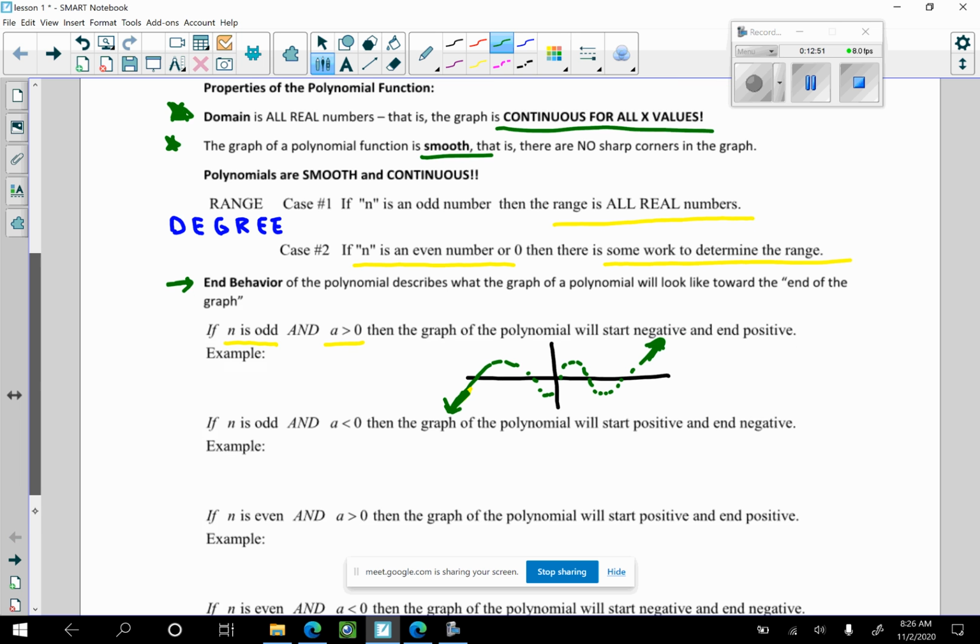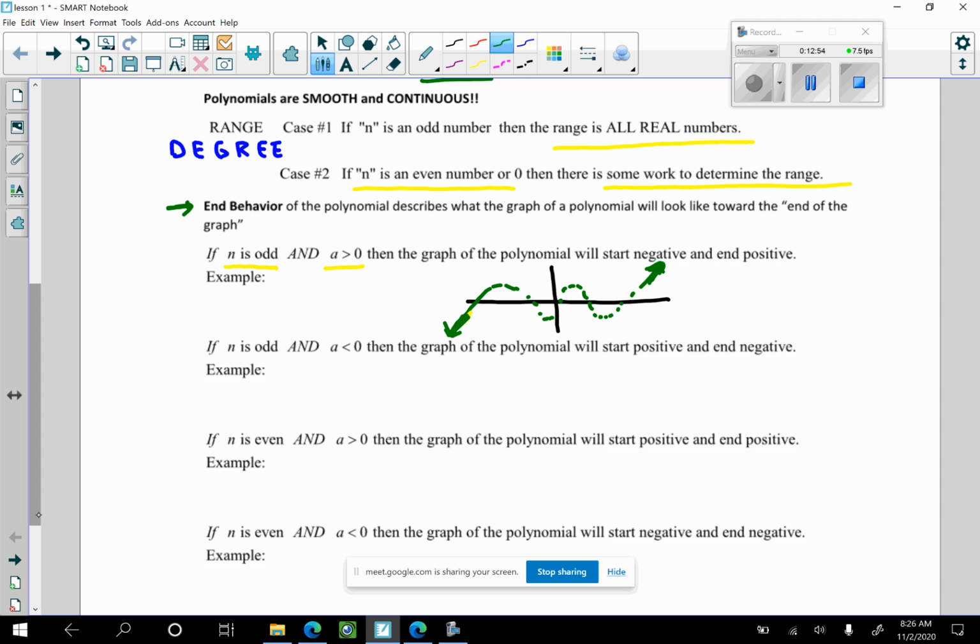If n is odd, if the degree is odd, and the leading coefficient is negative, then the graph of the polynomial will start positive and end negative. So the graph is going to start up here at the positive y's, and we don't know what's going to happen. It could cross the x-axis 1,000 times, but we know it's going to start positive and end negative. And we don't know what's going on between the two.